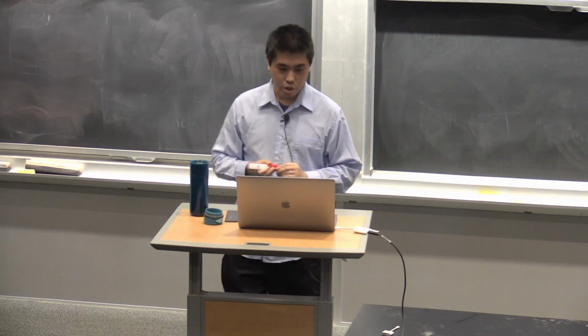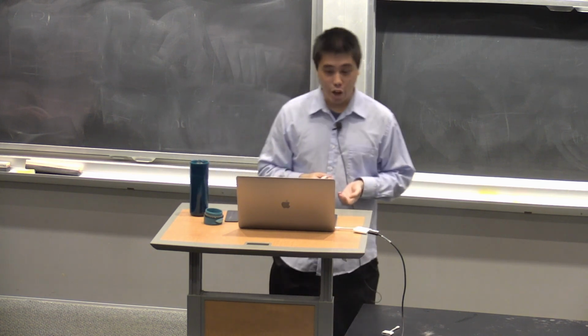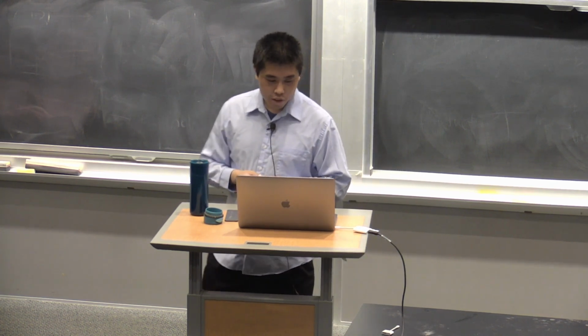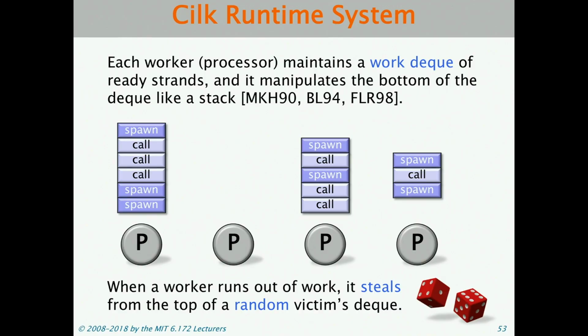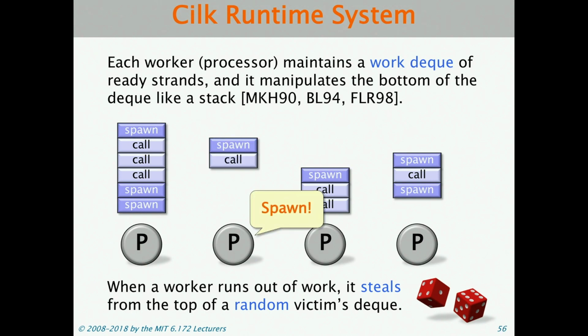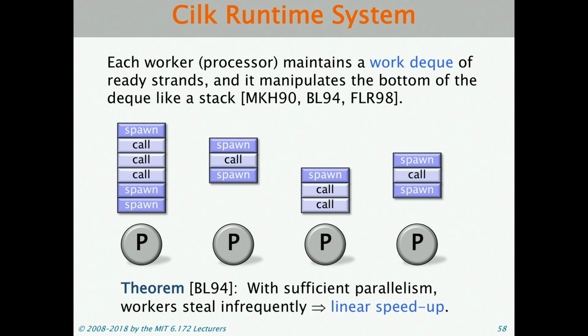Yeah, so the idea here is to steal some work from another processor. So when a worker runs out of work to do, it's going to steal from the top of a random victim's deque. So it's going to pick one of these processors at random. It's going to roll some dice to determine who to steal from. And let's say that it picked the third processor. Now it's going to take all of the stuff at the top of the deque up until the next spawn and place it into its own deque. And then now it has stuff to do again. So now it can continue executing this code. It can spawn stuff, call stuff, and so on.